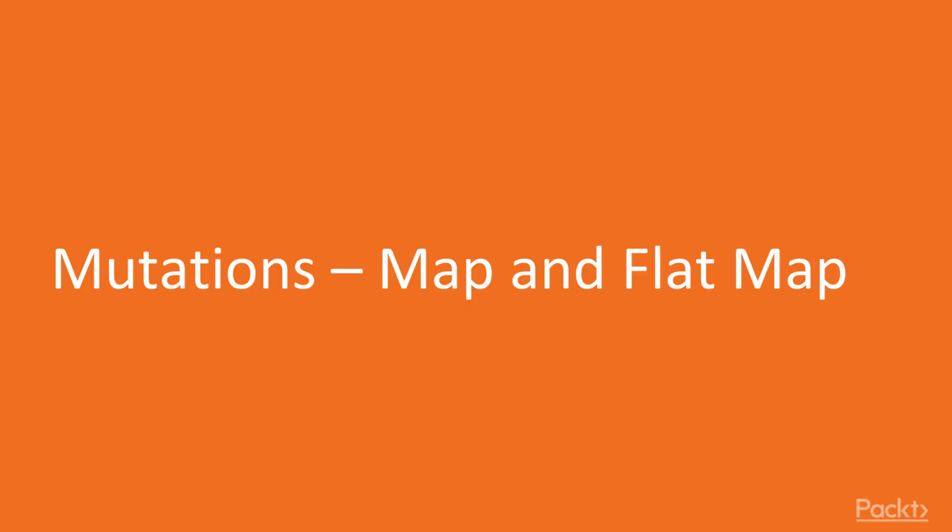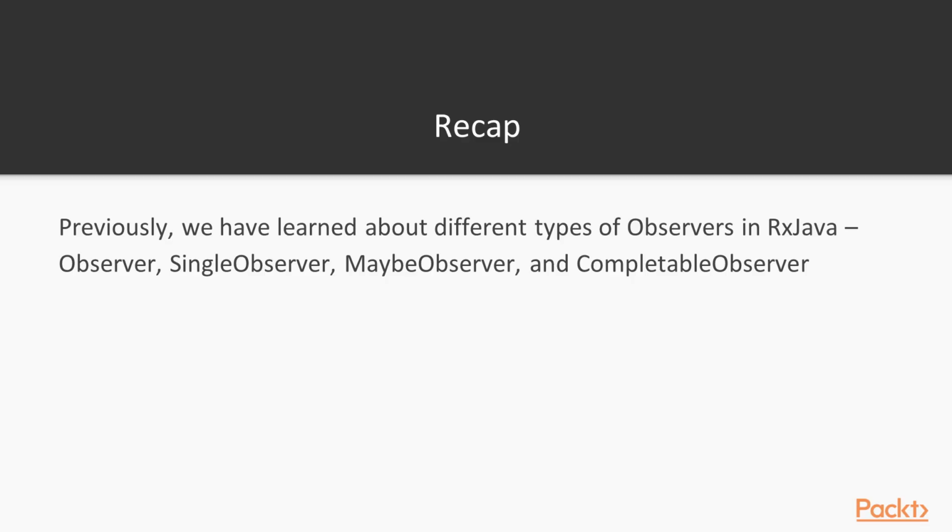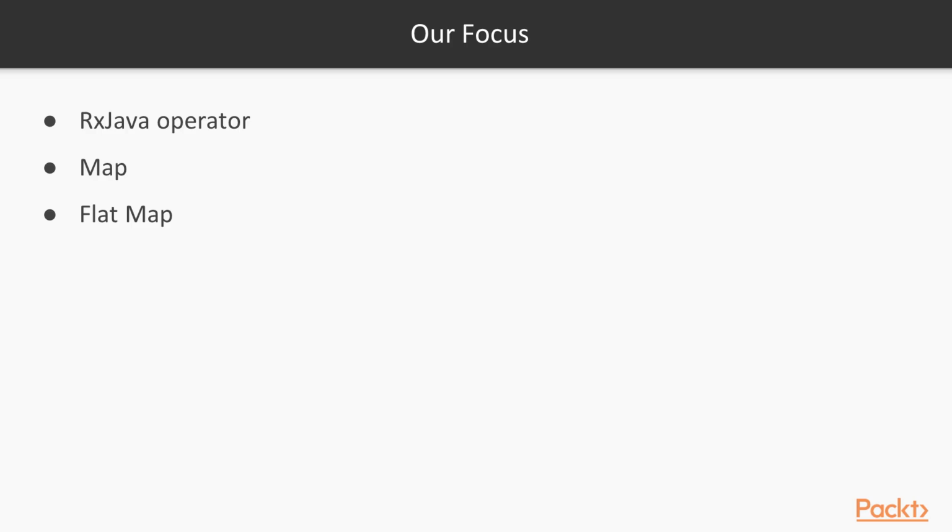Hello guys, welcome to the third video of this section, Mutations, Map and Flat Map. Previously, we have learned about different types of observables and observers in RxJava. For example, observer, single observer, maybe observer, and completable observer. In this video, I am going to give you a brief overview about RxJava operators like map and flat map.